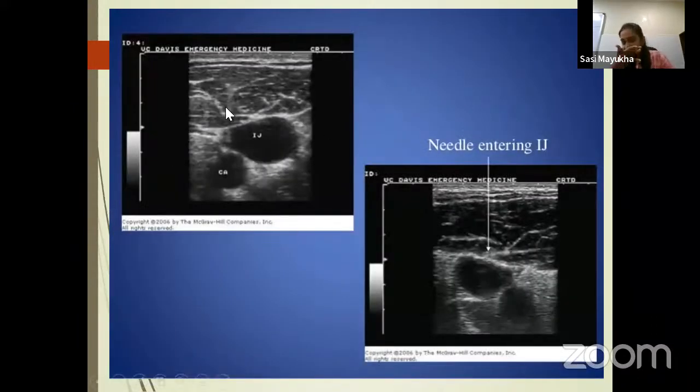This is an ultrasound image of the internal jugular vein. Here you can see this is the internal jugular vein. This is the carotid artery. How do we differentiate between them? Either using color Doppler or you can do a compressibility test. When you try to compress, the veins are always collapsible. So you can see if you compress this, the internal jugular will collapse. So it's easier for us to identify that this is the internal jugular vein. In this, you can see the needle entering the internal jugular vein.